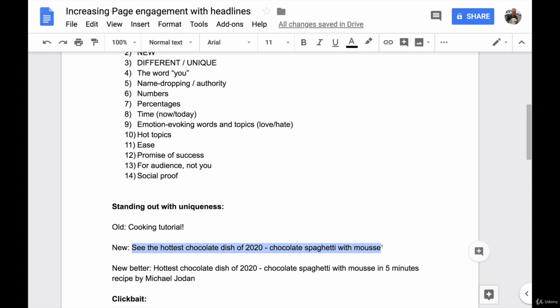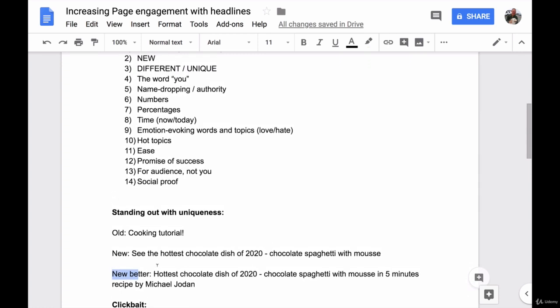Okay, first of all, this is like head turning. Chocolate spaghetti with chocolate? Think about it. Now, this is weird, but it's certainly head turning, certainly interesting and new. And it's got the number also. And then I made it even better. Okay, this is just crazy, but this is just to illustrate an example.